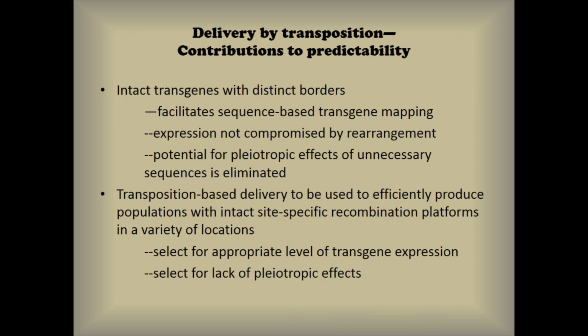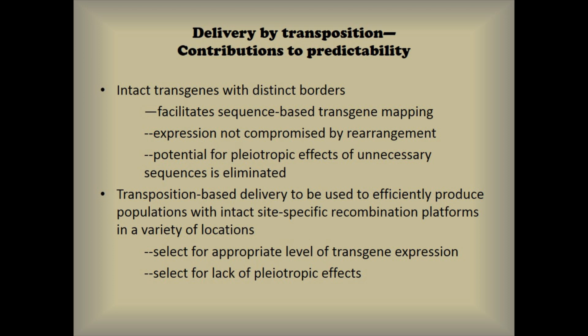So, how can this contribute? How can delivery by transposition contribute to predictability? First of all, we get intact transgenes with distinct borders, which facilitates sequence-based transgene mapping. We should reduce or eliminate expression that is compromised by rearrangements. And we also remove the potential for pleiotropic effects of the selectable markers or other unnecessary sequences that are in there. We're also using transposon-based delivery to efficiently produce populations that have intact site-specific recombination platforms.